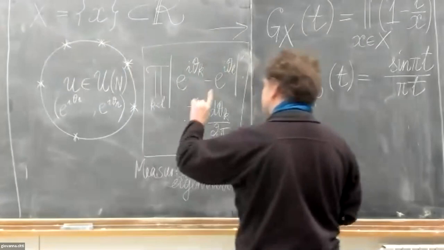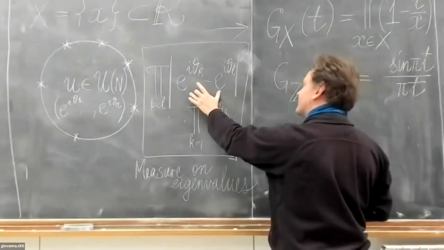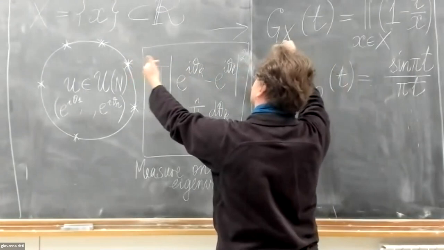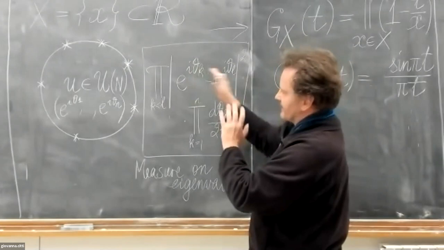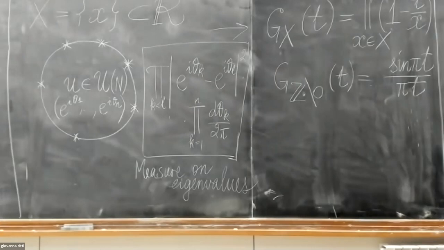The point which is quite important is to keep in mind the presence of this Vandermonde factor. So the eigenvalues repel each other. When eigenvalues are close, in fact, the probability is very small. This is very important to keep in mind. When eigenvalues are close to each other, the probability becomes very, very small, disproportionately small. We will make this remark more precise as the talk progresses.